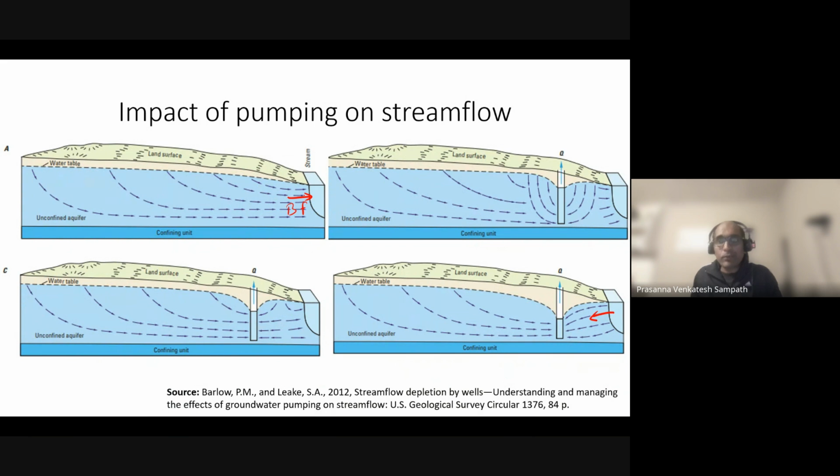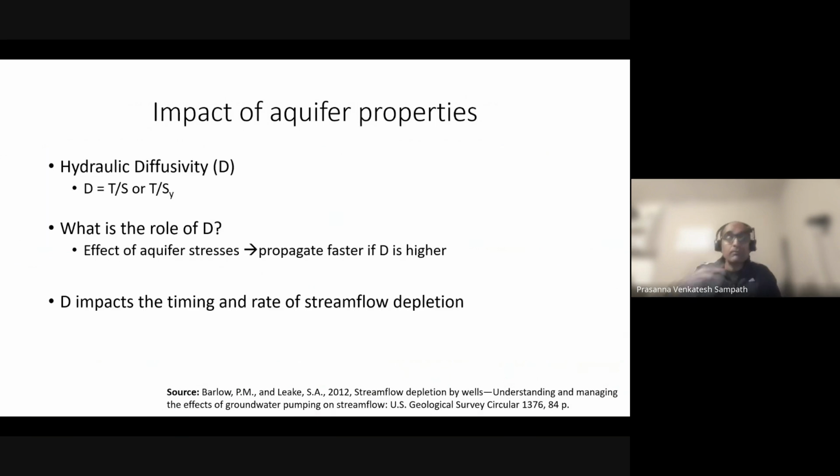Right? Now that base flow has been reversed to the point where I'm actually seeing the stream flow reversing back into the aquifer. So this process is called stream flow depletion, right? Now, this hydraulic diffusivity actually impacts both the timing and the rate at which stream flow depletion happens, right? All other factors being the same, the hydraulic diffusivity plays a major role in deciding at what time the stream flow depletion happens and at what rate it happens.